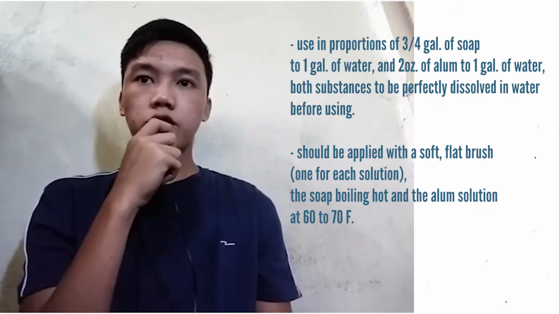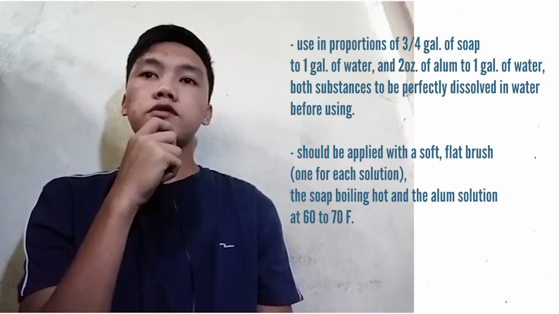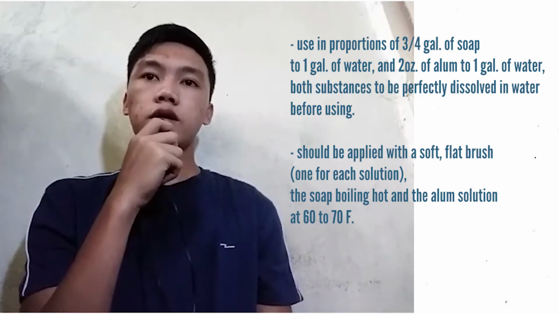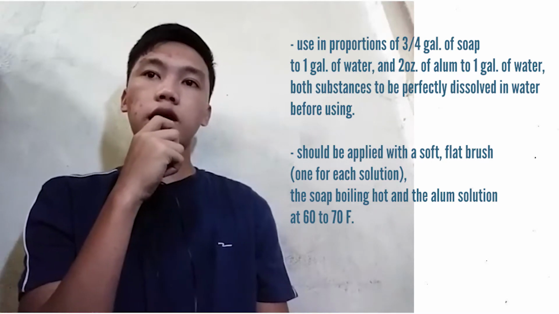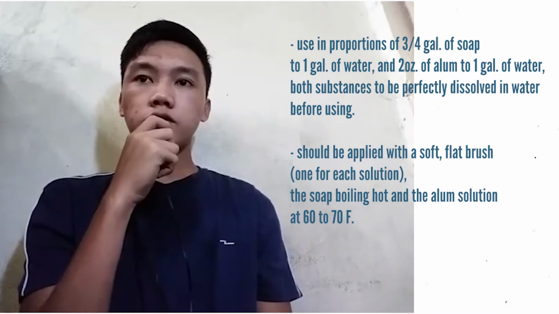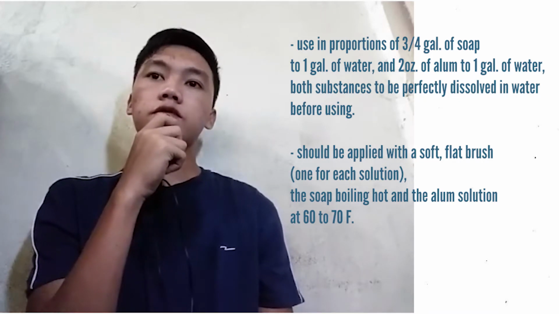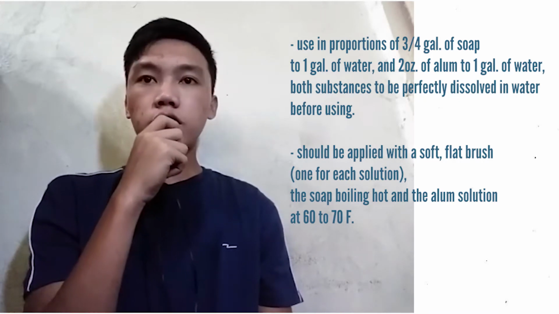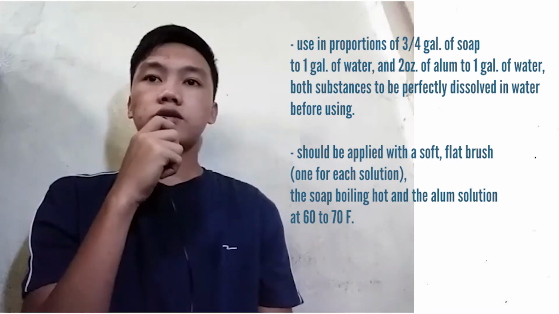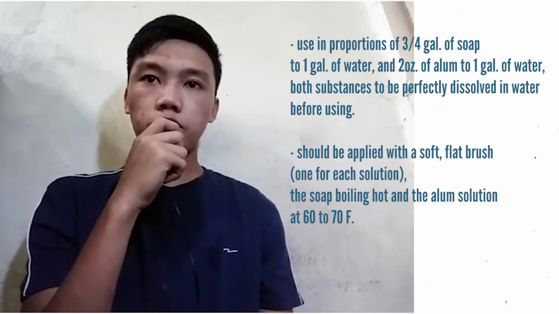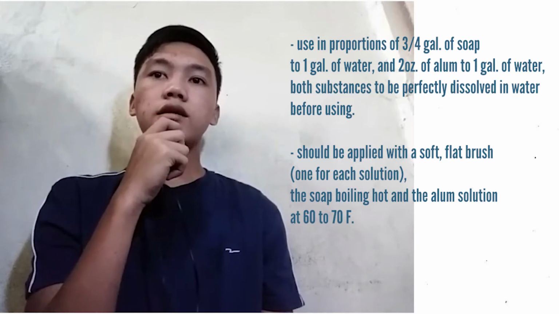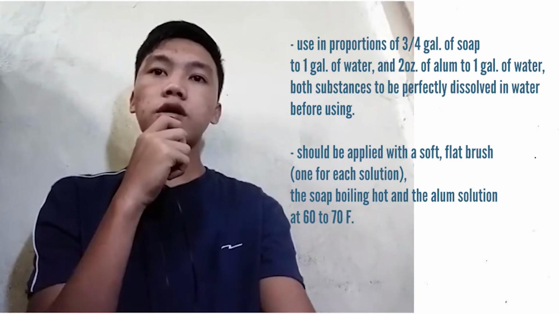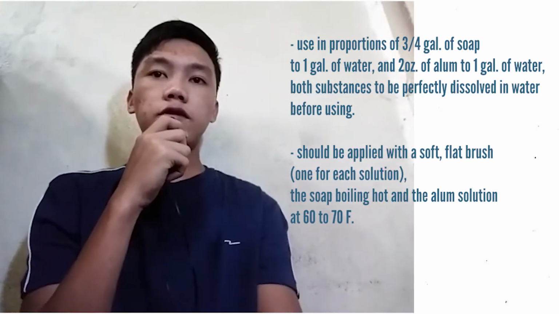is used in proportion of 3/4 gallon of soap to 1 gallon of water and 2 ounces of alum to 1 gallon of water. Both substances to be perfectly dissolved in water before using, and should be applied with a soft flat brush, one for each solution, with the soap boiling hot and the alum solution at 60 to 70 degrees.